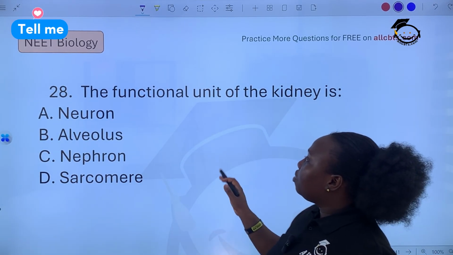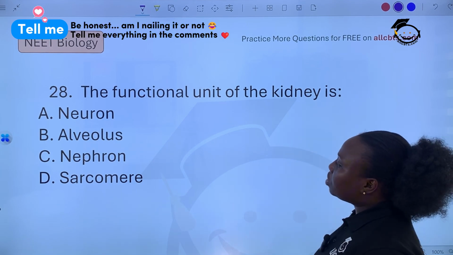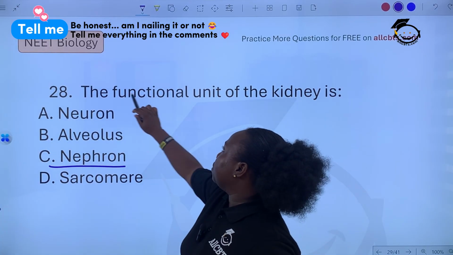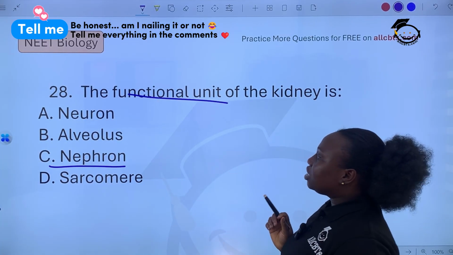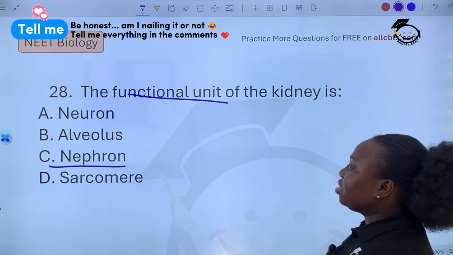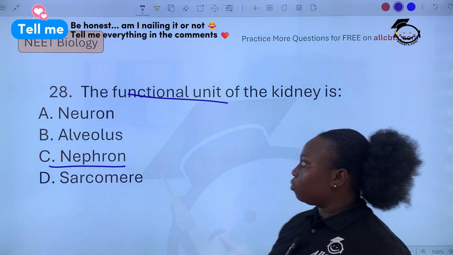Number 28, the functional unit of the kidney is what? That is the nephron. When you see functional unit, they're asking us that the kidney is made up of what structures or what kind of particles, and these things are called the nephrons.